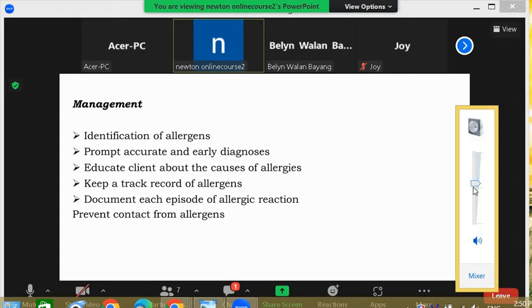So prevent contact with the allergen. Advise the patient to avoid the allergen which is harmfully affecting the patient. For example, if the patient is allergic to a pet dog or pet cat, tell them to avoid contact with the pet. Like that you have to educate them. So these are the management we can give to the patient. So first aid is clear.